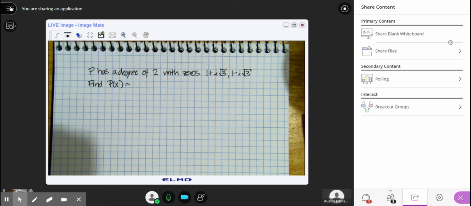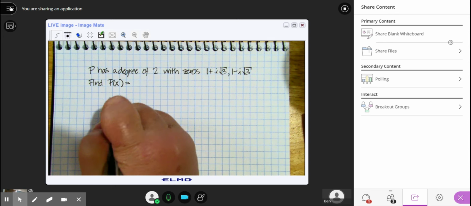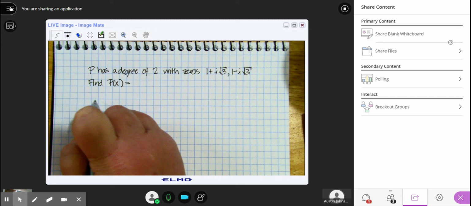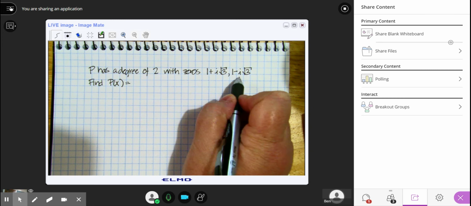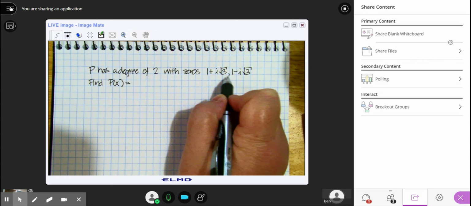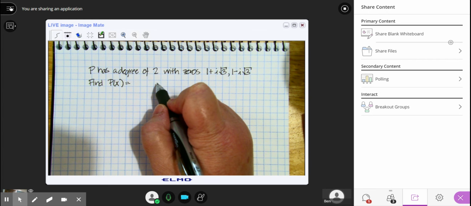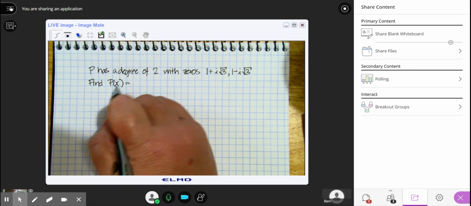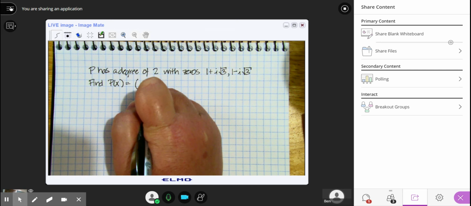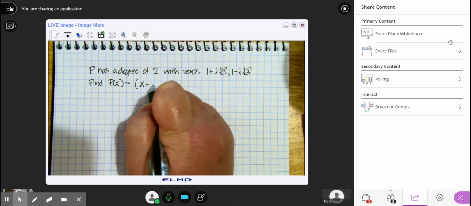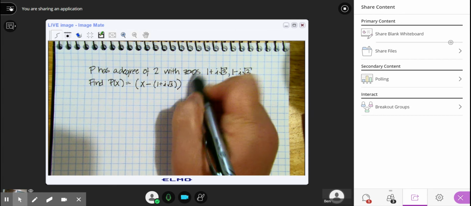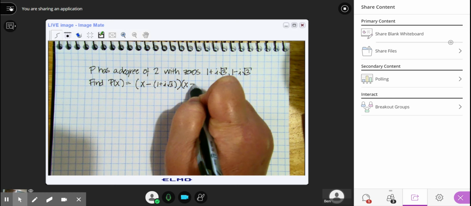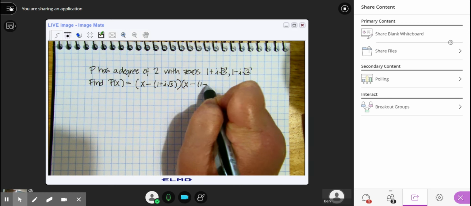Well, yeah, but we're not going to go quite yet. Okay. So if we've got degree 2, that means we have 2 zeros. Each of those zeros would be a factor. So P of X has to equal X minus 1 plus i root 3 times X minus 1 minus i root 3.